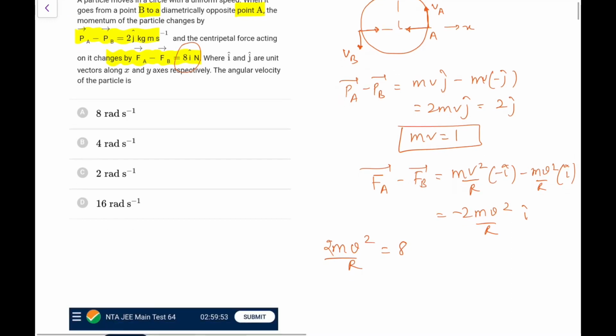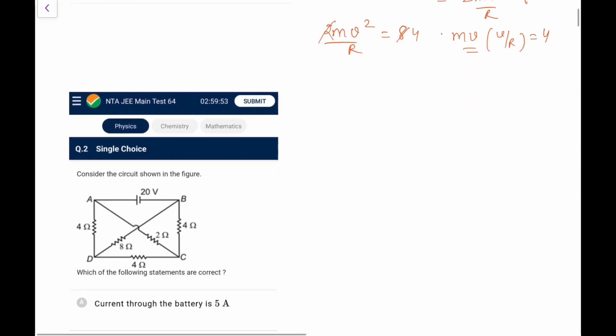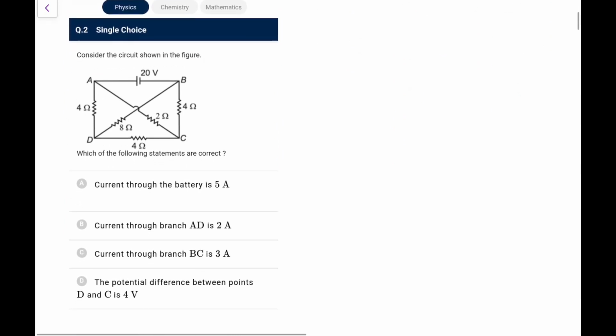So now what do you need? You need to find the angular velocity. So we know omega is equal to v by r. So from the above equation I can write mv square by r is 4. So I can write mv into v by r equals 4. mv is 1, so v by r is 4 radian per second. So go for option B, though I feel that should be minus 8 i cap.